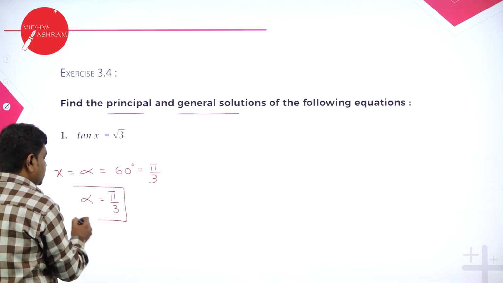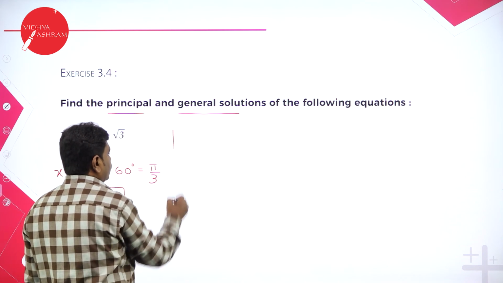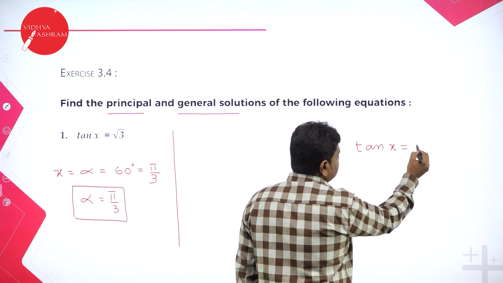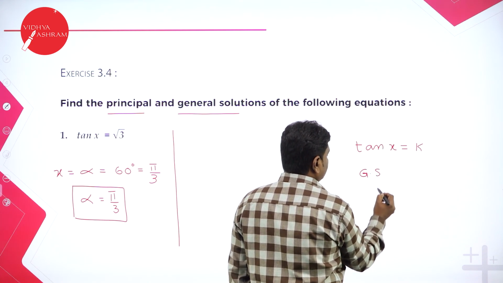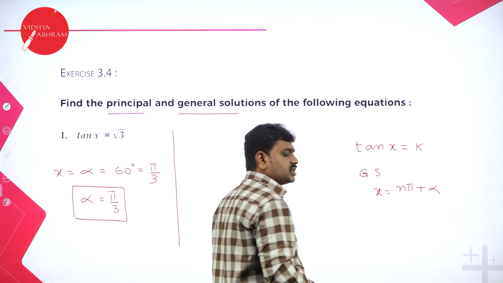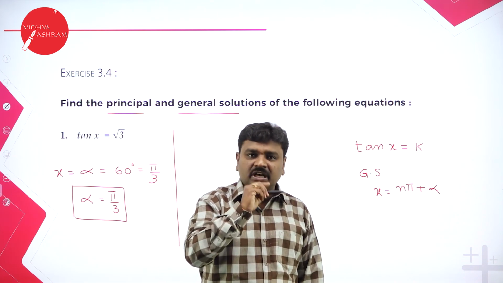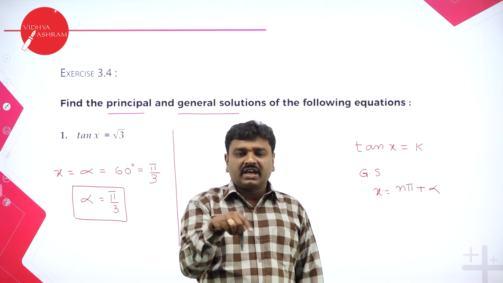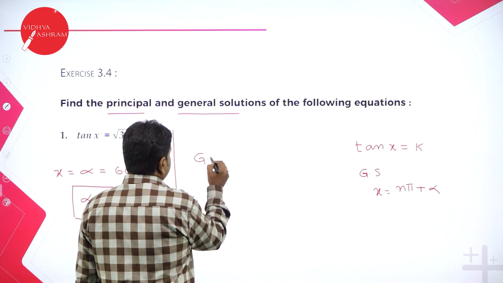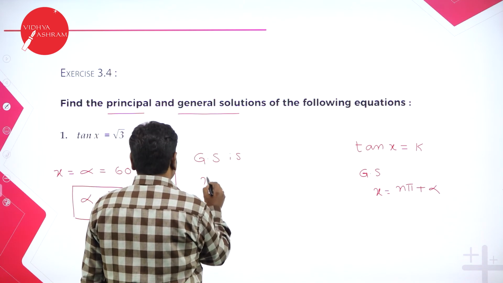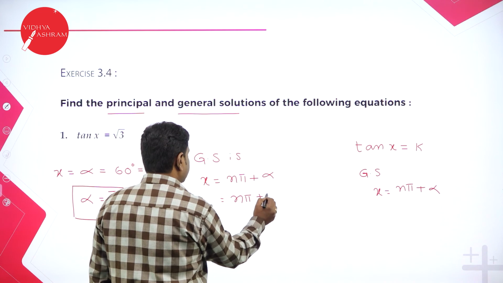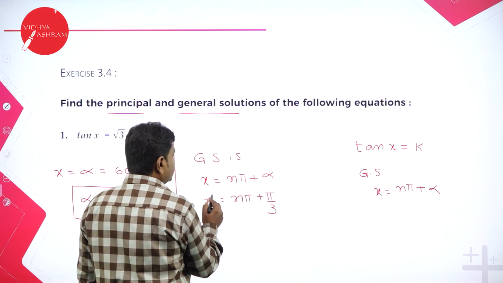So now write the general solution. To write the general solution, you know the basic. What is the basic? If the problem is in the form tan x is equal to k, then what is the GS? The general solution is x is equal to n pi plus alpha, where alpha is the principal value, the angle from the table. So now the general solution is x is equal to n pi plus pi by 3. Dear students, this is the GS.